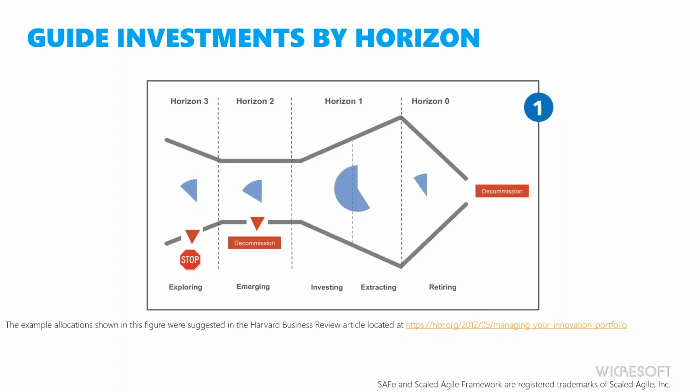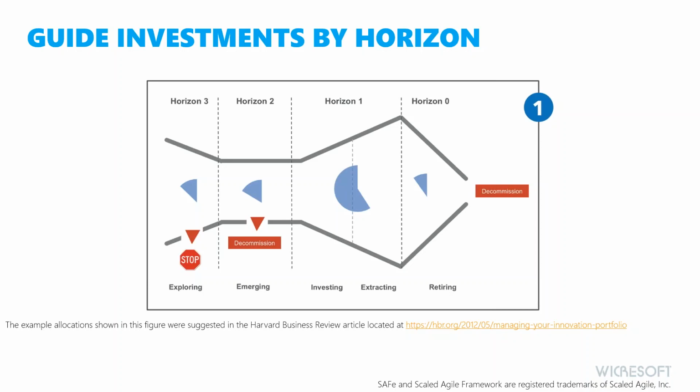And part of Horizon 1 will be the stuff you invest in more heavily, and then there's this extracting segment, which is the products and the services that are your favorite ones because they are generating lots of value with little investment. And you can see in this example here, we've got 65% of our budget allocated purely to Horizon 1, which is a good idea.